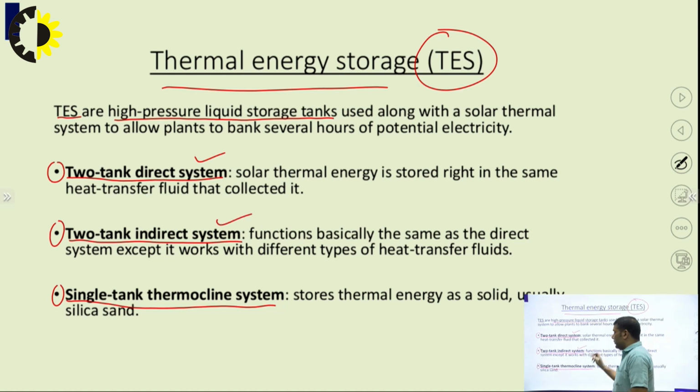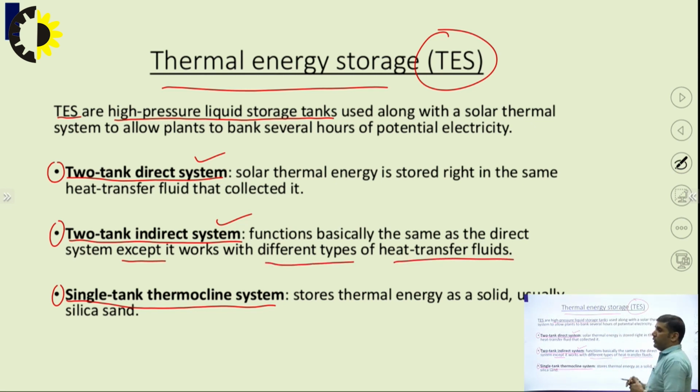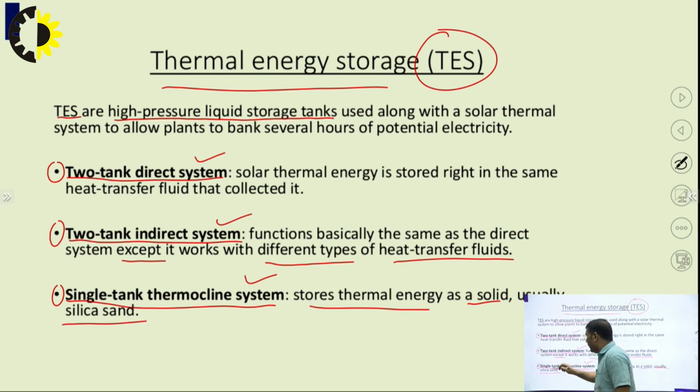In the two tank indirect system, the function is basically the same as the direct system, except there is a small change: it works with different types of heat transfer fluids rather than using a single type of fluid. And in the case of the single tank thermocline system, it basically stores the thermal energy as a solid, usually in the form of silica sand. So these are the popular types of thermal energy storage systems. We can store the energy.